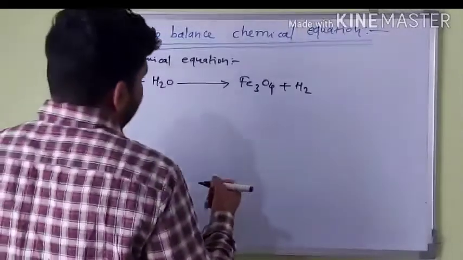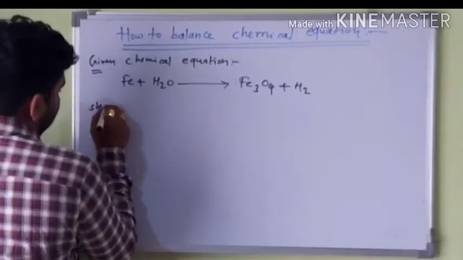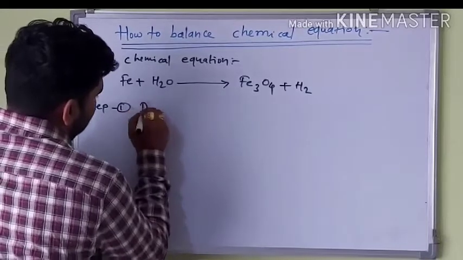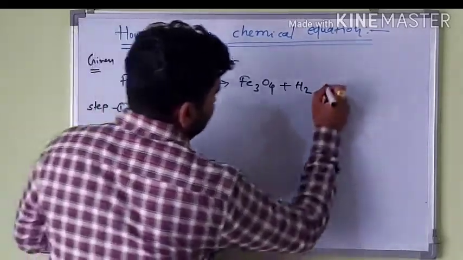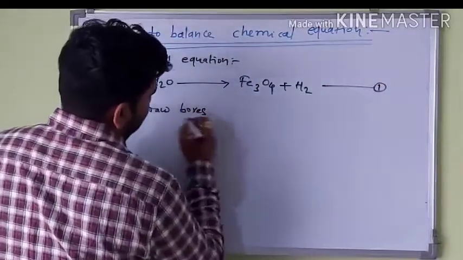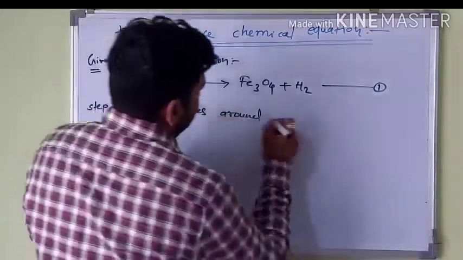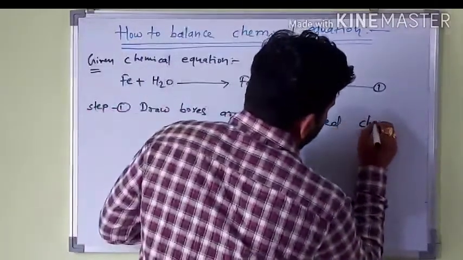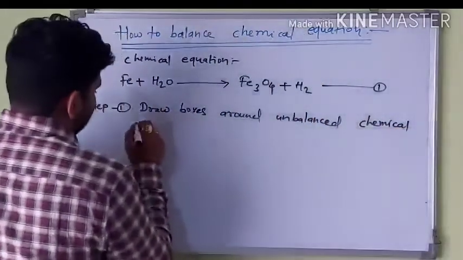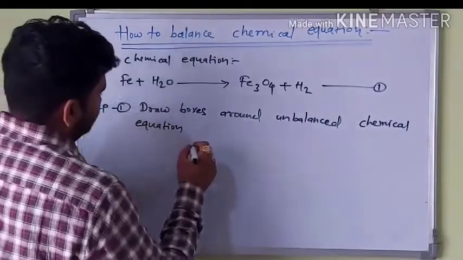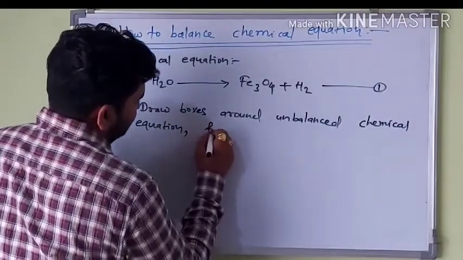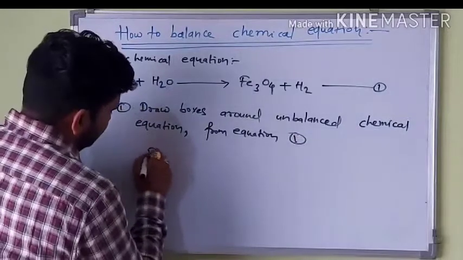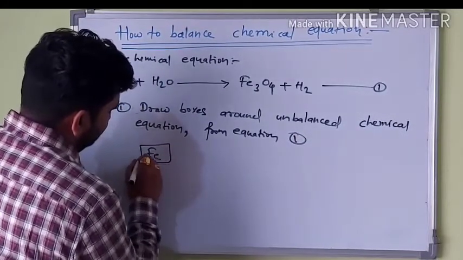Okay, so let's check how. Step 1: draw boxes around the unbalanced chemical equation. Here, from equation 1, draw a box around each compound, and a plus sign between them.